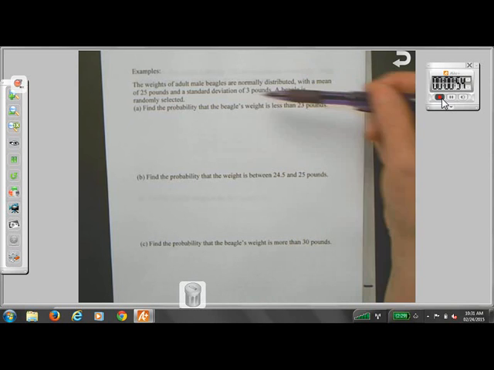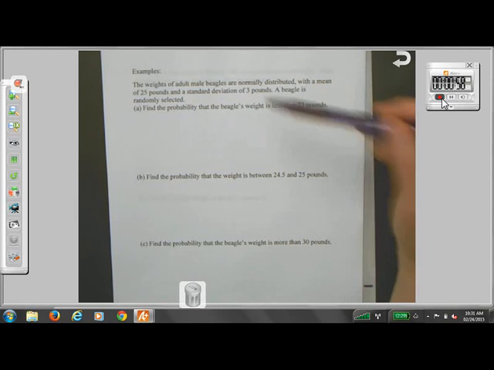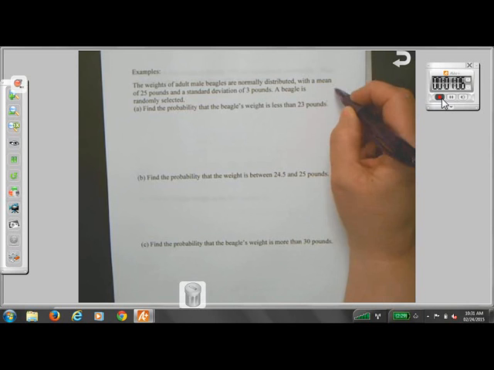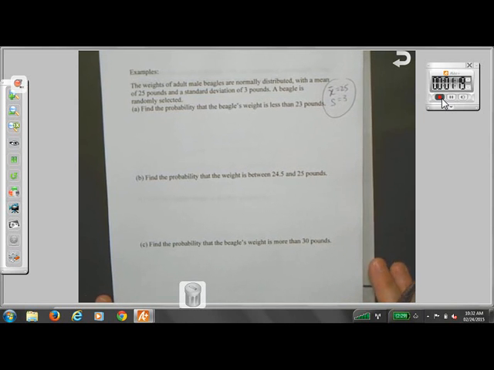So the weights of these adult male beagles are normally distributed with a mean of 25 pounds and a standard deviation of 3 pounds. Those two numbers are very important to your success in these problems, so you might want to write them down somewhere. The mean we call X bar, and that's going to equal 25 pounds. The standard deviation is 3 pounds. So just some information to keep in mind because you will need this for the problem.